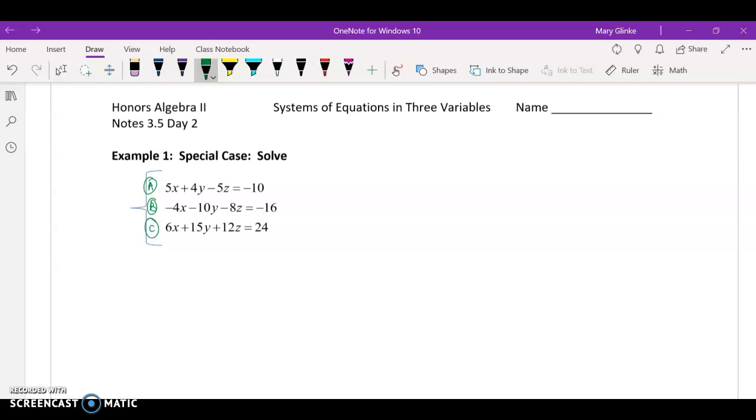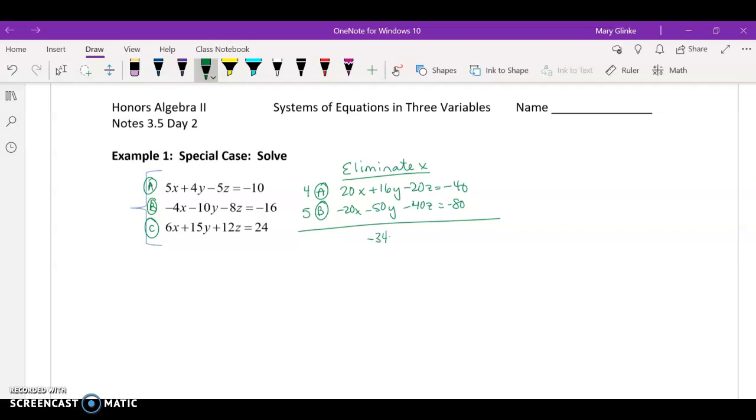We're going to go ahead and pick a variable to eliminate. So I'm going to go ahead and eliminate x. So I'm going to pick A and B. I'm going to multiply A by 4 and B by 5. Okay, when I do that, my x's are going to be eliminated. My y's are going to give me negative 34y minus 60z equals negative 120.